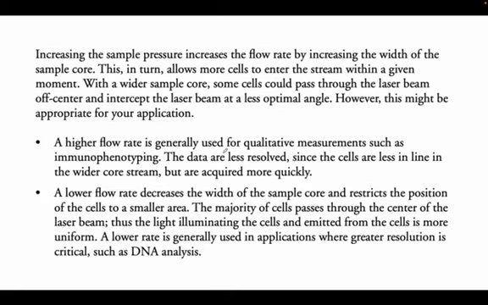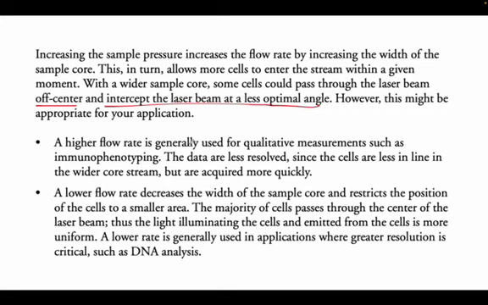So as we saw, increasing the sample pressure increases the flow rate, right? By allowing more cells to pass at any given time. So some cells could pass through the cell laser beam off center and intercept the laser beam at a less optimal angle. But obviously, if we increase the sample pressure, the flow rate will be faster, and this will decrease the time required for the experiment.